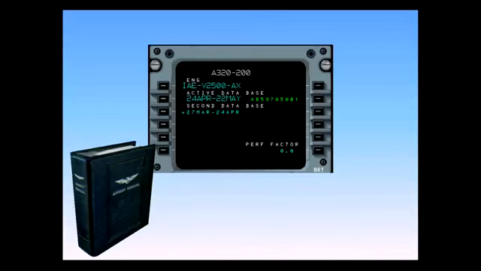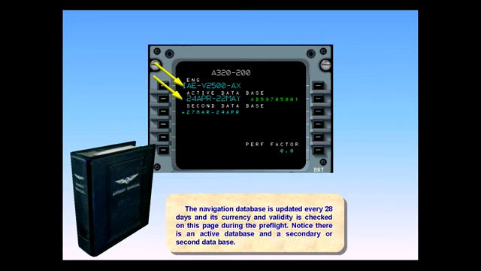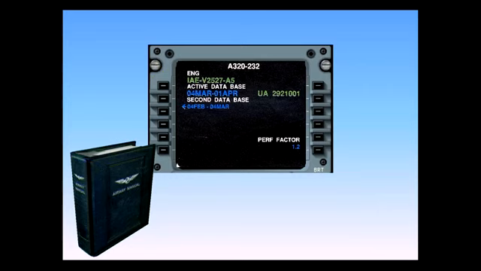The navigation database is updated every 28 days, and its currency and validity is checked on this page during the pre-flight. Notice there is an active database and a secondary or second database. The second database is either the previous or the next database. Databases are loaded 2 at a time, so that if the first one expires away from a maintenance base, the pilot can activate the second one before departure the next day.